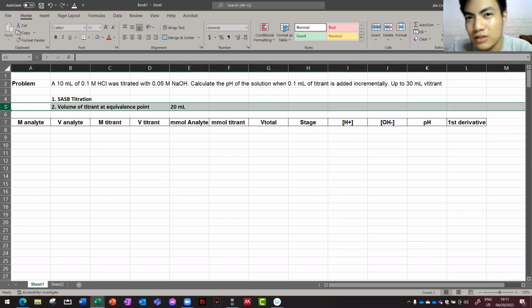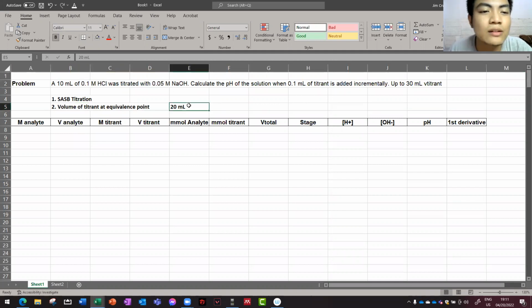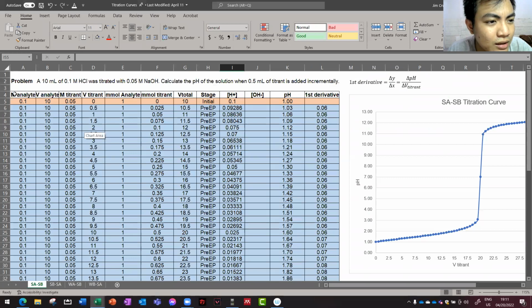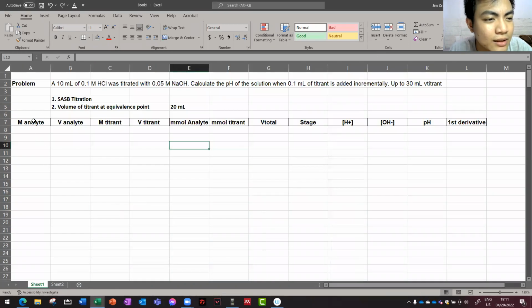Okay, just recall your lecture so that you will know how to get the VTEP or the volume of titrant at equivalence point. And based on this problem, I calculated that the volume of titrant at equivalence point is 20 ml. And now, since this is an SASB titration, I will copy the columns I have here. So, yan. Let me explain first, bakit ganyan.